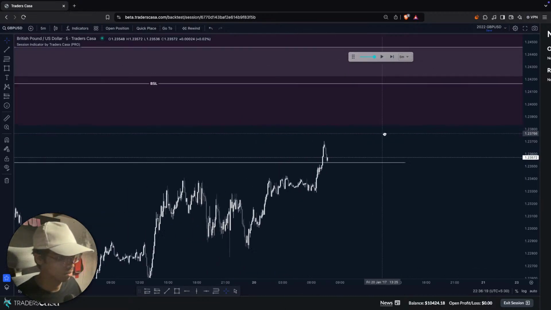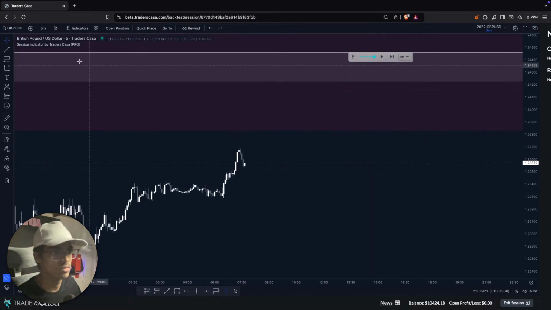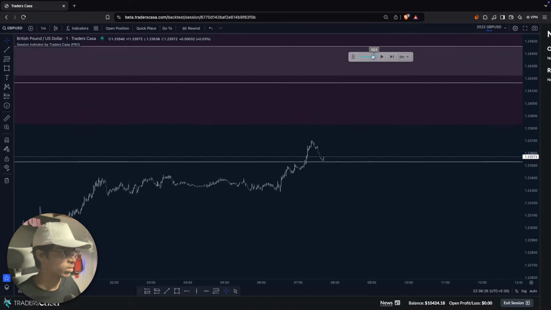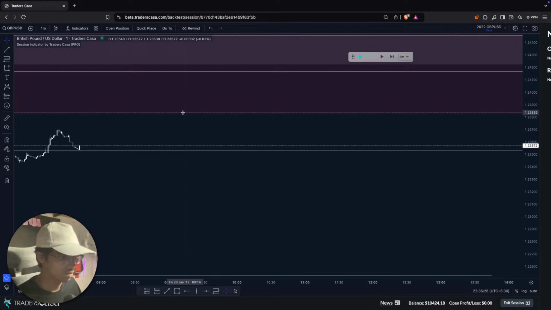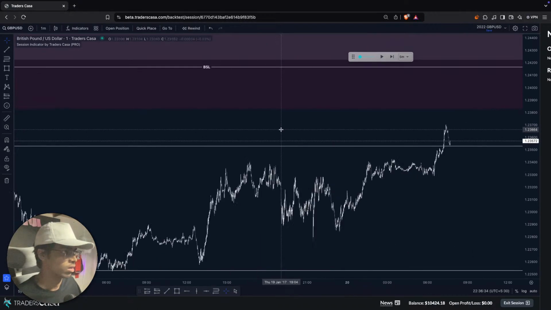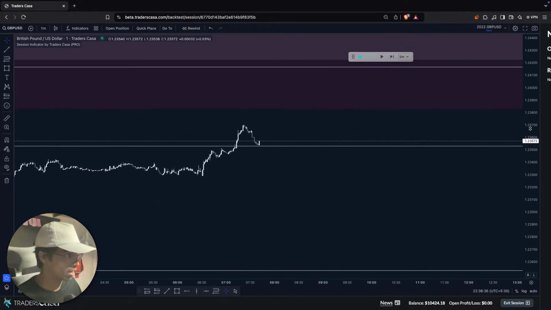Okay, buy side liquidity has been taken. Now go to 1 minute time frame. I want to be very specific about this time. Okay, I don't want it to rally upwards.